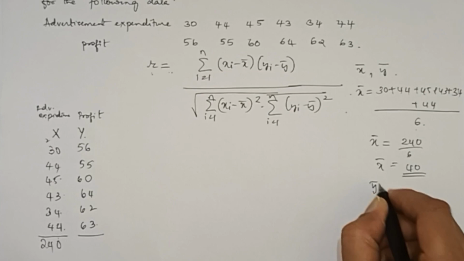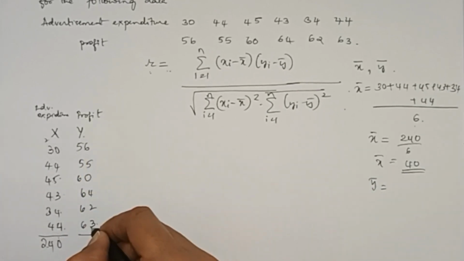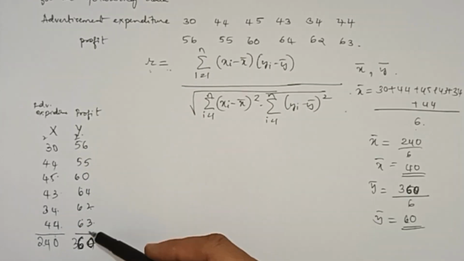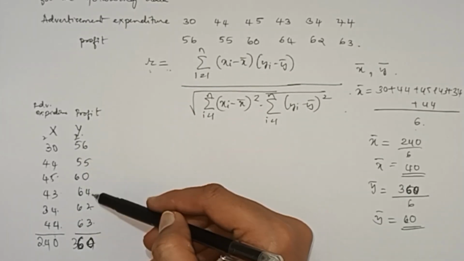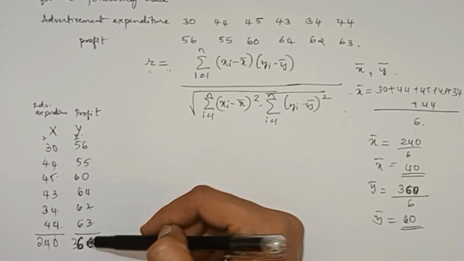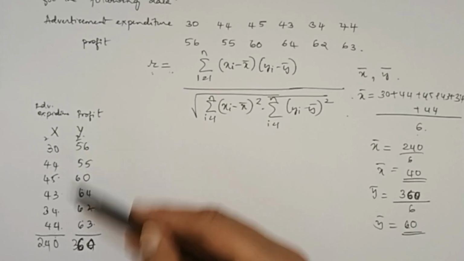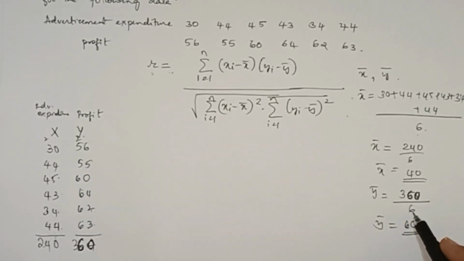Similarly, y bar, the mean of the second data set. Here we have to add all these values divided by the number of observations. You will have the sum as 360 here. So it is 6 plus 3, 9, 14 plus 6, 20, 2 is the carry, 6 was the 24 plus 10, 34 plus 2, 36. So 36 by 6 gives you 60. So y bar equal to 60.